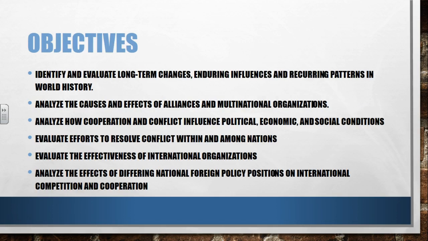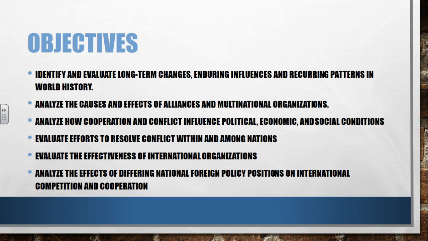If you look right here, these are all the different objectives that we are going to be going through in this unit, okay? Evaluating and identifying long-term changes, enduring influences, and reoccurring patterns in world history. What happens, what stays the same. Looking at cause and effects of alliances between different countries in Europe and how this is going to cause a lot of conflicts, and seeing how this cooperation and conflict is going to influence the political, economic, and social conditions of Europe. We're going to look at the efforts that certain countries made to try to resolve this conflict before it got to the point of shooting one another.